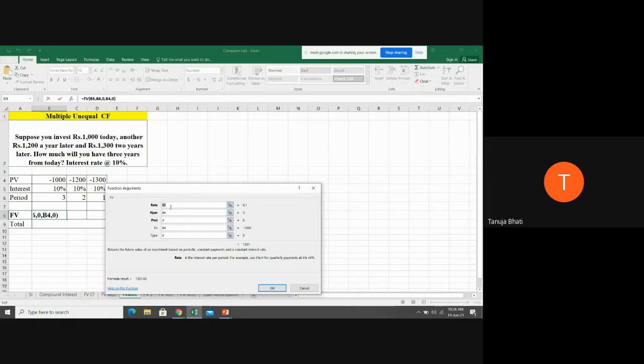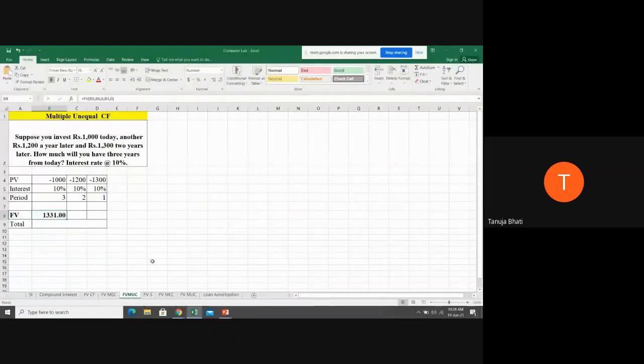So rate is B5, period is B6, PMT is not in the problem. If no information is given in the problem, just write 0 there. PMT 0, present value is B4, and type is 0. So this is okay. You get this. Now, for the same thing, should I keep repeating this? No. Excel provides us an easy way where there is no need to repeat the calculations again and again.